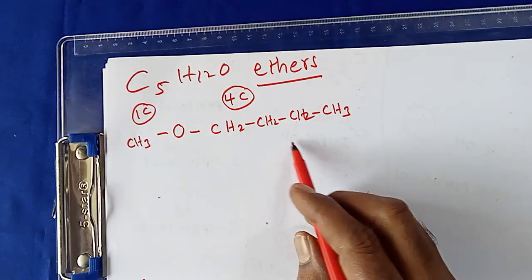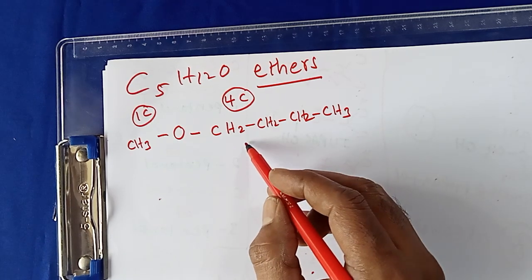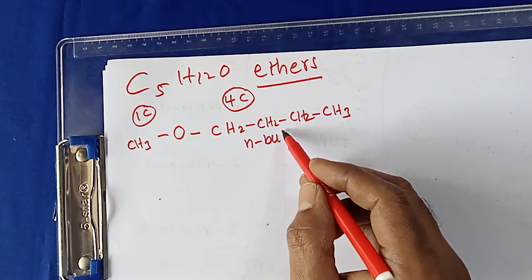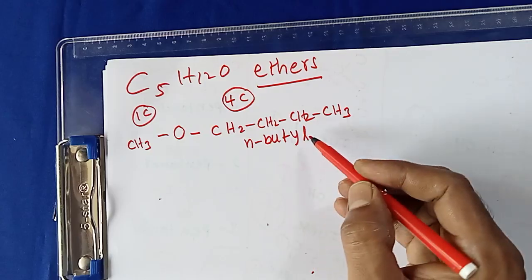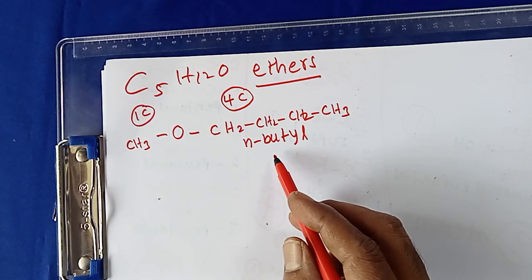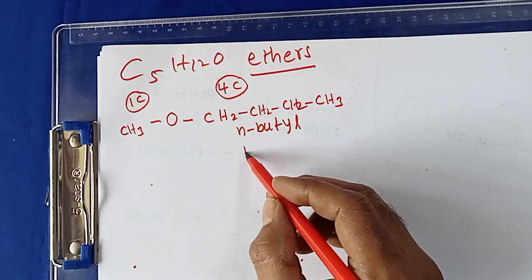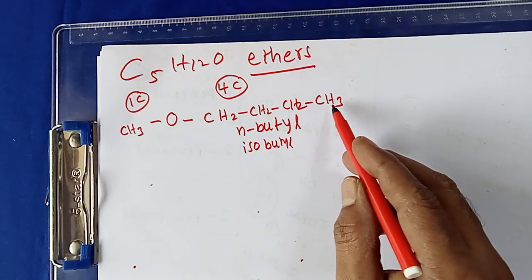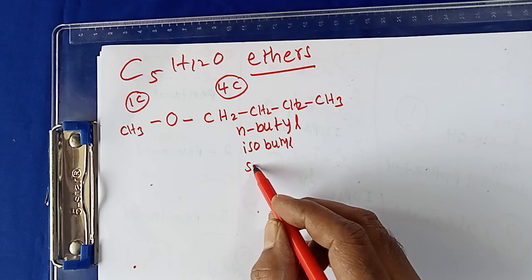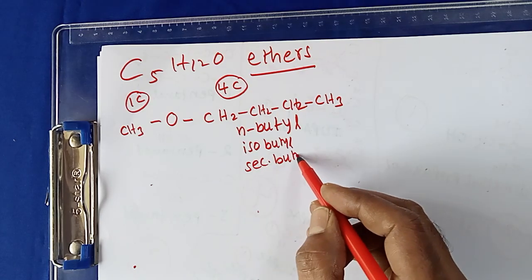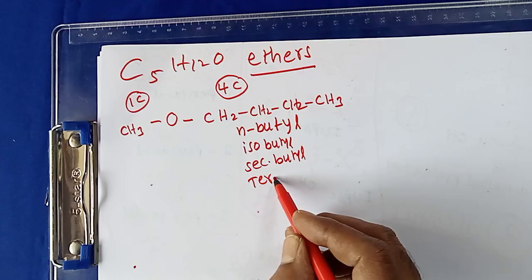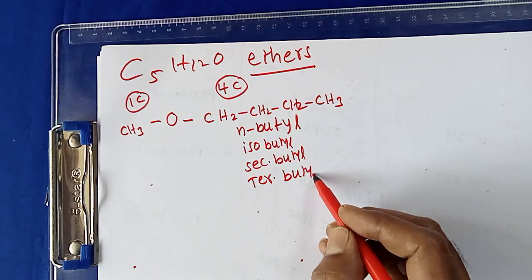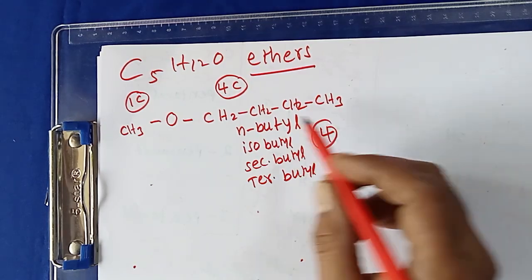Now you know that with 4 carbons how many alkyl groups? This is N-butyl. Just now we discussed the basic point. Total how many butyls are possible? 4 butyls. Next butyl is what? Isobutyl. Instead of N-butyl you write isobutyl. Next one is what? Secondary butyl. Next one is what? Tertiary butyl. So total 4 are possible.